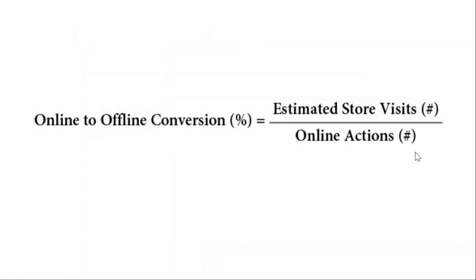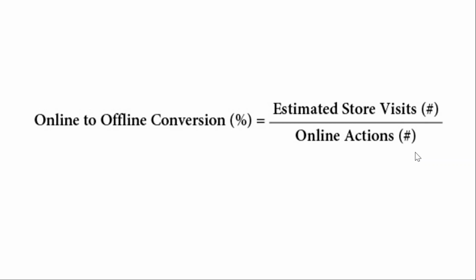Okay. Here's another calculation that companies can use if they have a website and a brick and mortar store. They can measure online to offline conversion. So maybe it's important that they get consumers to come into the actual store. Think about a car dealership, for example. People don't necessarily buy cars sight unseen over the internet. Yes, some do, but typically they don't.